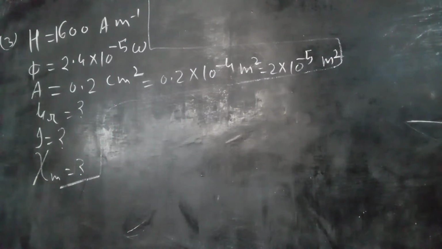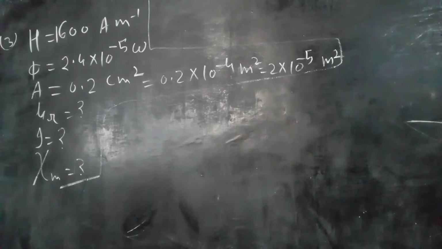Now we have to find mu r. To find mu r, we need mu and mu zero. Mu zero is known, 4 pi into 10 to the power minus 7. Find mu for the material. So how do you find mu? Mu is equal to B by H.